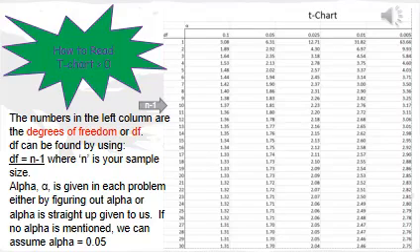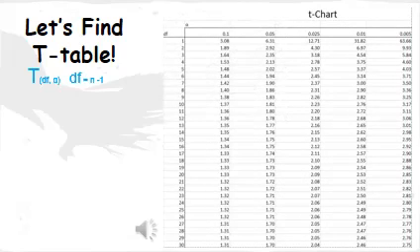Alpha is given in each problem either by figuring out what alpha is, or alpha is just straight up given to us. If no alpha is mentioned, we can assume that alpha will be 0.05. Let's find the t-table. Remember, your t-table is a combination of the degrees of freedom and alpha, where degrees of freedom is n, your sample size, minus 1.